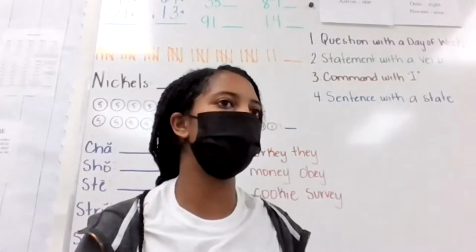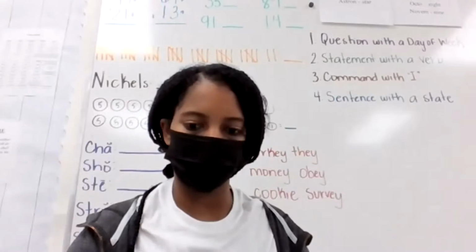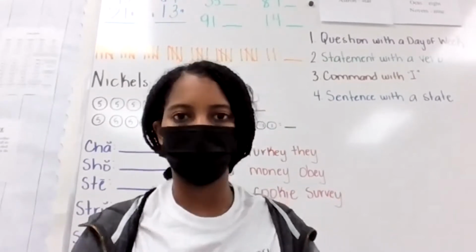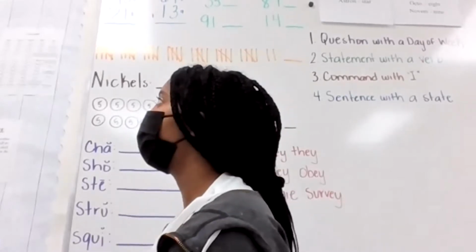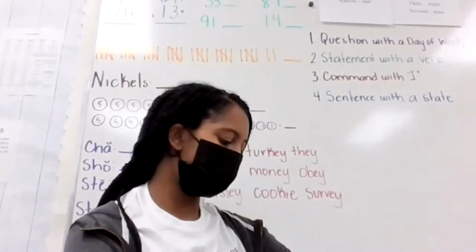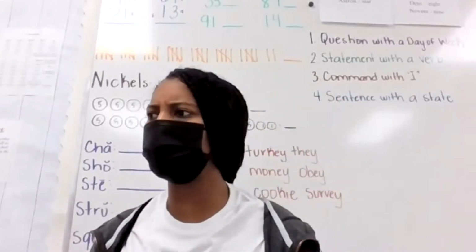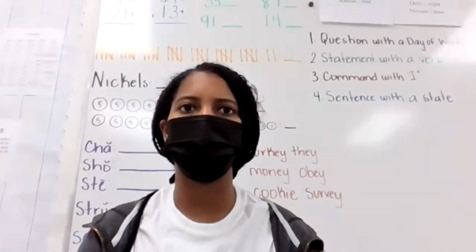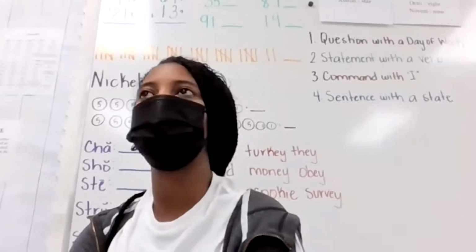1, 11, 21, 31, 41, 51, 61, 71, 81, 91. I can count by tens, and I'll start with 3. 3, 13, 23, 33, 43, 53, 63, 73, 83, 93.